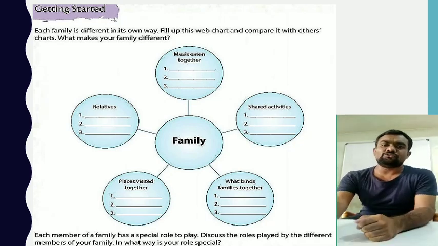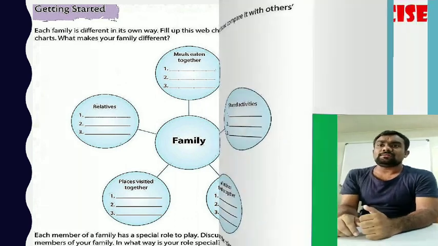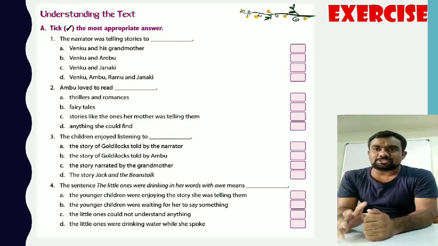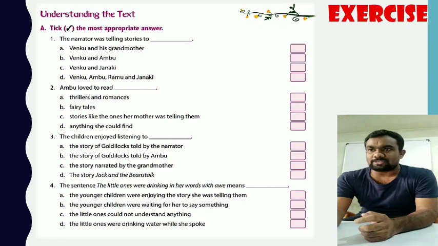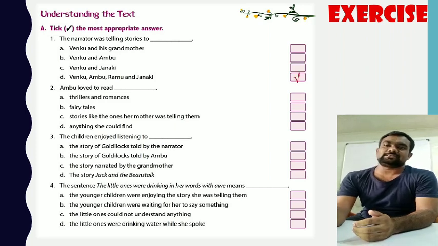Now let's move forward with the exercise. Here there is the exercise, understanding the text. First question is of MCQs. Tick the correct, the most appropriate answer. So we have to tick, the columns are given here. I'm reading the first one. The narrator was telling stories to. To whom was the narrator telling the stories? So here answer D is correct. Venku, Ambu, Ramu and Janki, all four children were listening there. So that is the correct answer here.